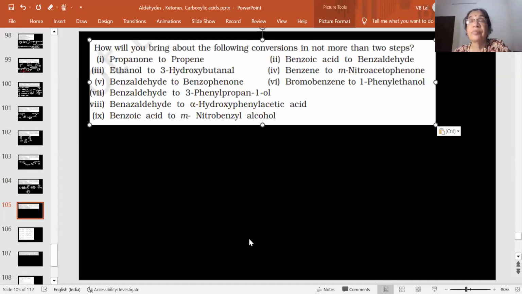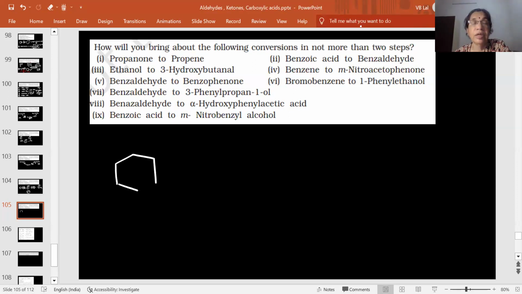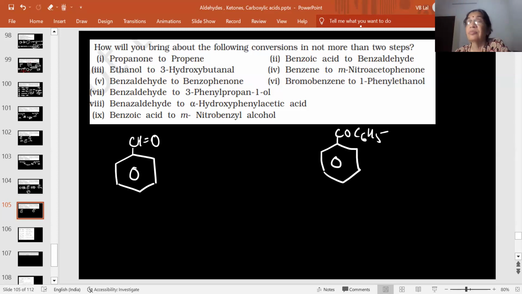Now the next one. Fifth, benzaldehyde to benzophenone. We should get the names correct. So this is benzaldehyde, CH double bond O. And what is benzophenone? Benzophenone is COC6H5, a benzene ring on either side. That is benzophenone. How will I do this to this?